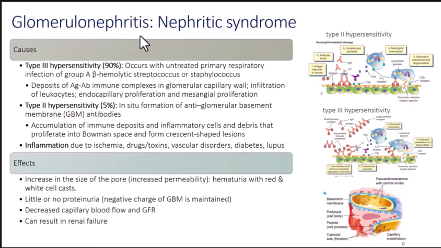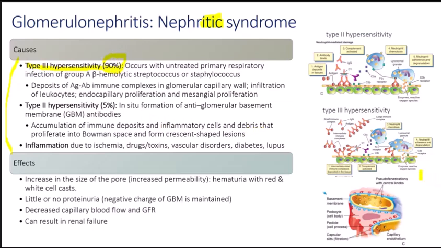There are two types of glomerulonephritis, nephritic syndrome and nephrotic syndrome. And really the difference in the name is very slight, so make sure you pay attention to that. There are three causes of nephritic syndrome. The first one being a type 3 hypersensitivity, which is the majority at 90%.